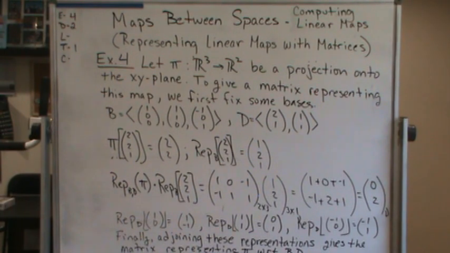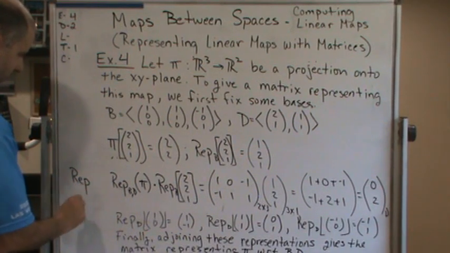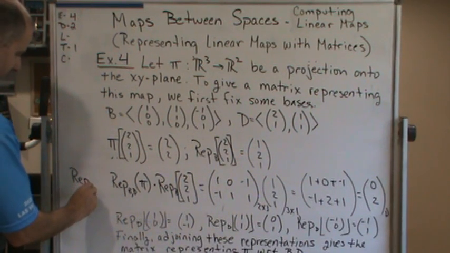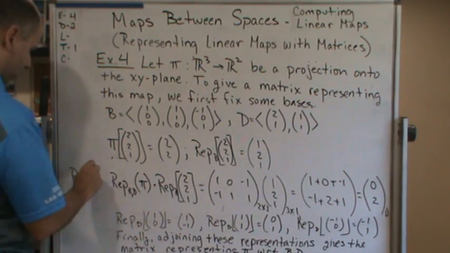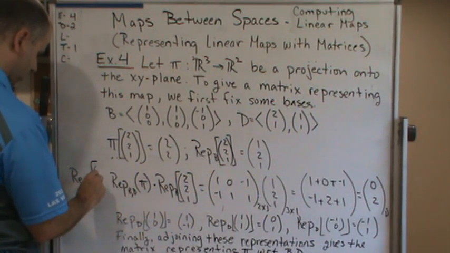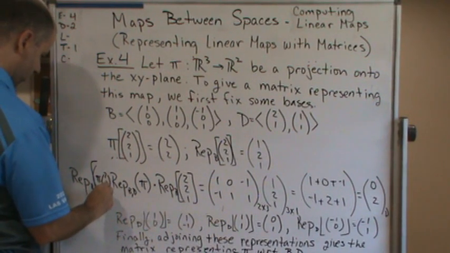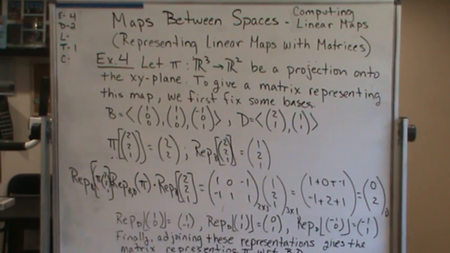So what is this? Again, this is just the representative with respect to B of pi of 2, 2, 1. Equals. Okay, sorry if it's a little sloppy.